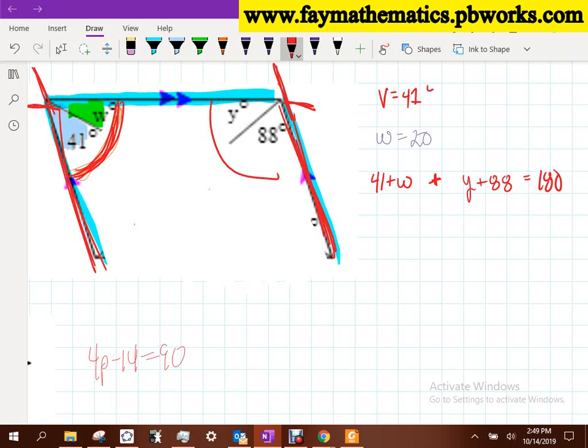So now I've got V, I've got W. Okay, well, if I plug in W right here, I get 41 plus 20 plus Y plus 88 equals 180. Subtract all those from 180. And I believe that gives you Y equals 30. Is it 31? Move that over, gives me 92. 92 minus 61 will be 31. So Y is 31, right? Okay. I'm still missing X, right? So still missing X.